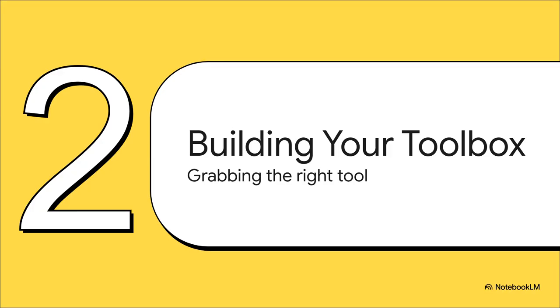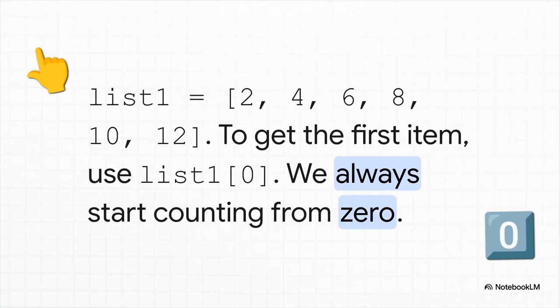So we get what a list is. Now for the fun part. How do we actually build one? And, more importantly, how do we grab the exact tool we need when we need it? Okay, one of the first things you learn in programming is that we almost always start counting from zero. So if you want the very first item in your list, you ask for the item at position, or index, 0. Think of it like a line of cubbies, and the first one is labeled 0. So for our list 1, asking for index 0 gives us that first number, 2.